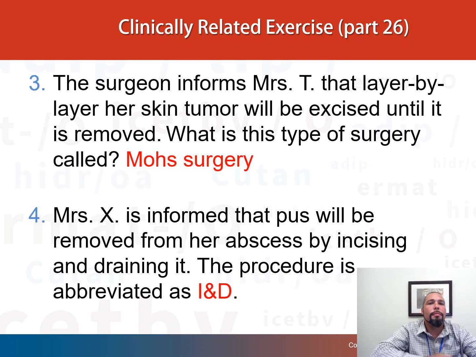The surgeon informs Miss T that layer by layer of her skin tumor will be excised until it is removed. What is this type of surgery? That's a Mohs surgery. Miss X is informed that pus will be removed from her abscesses by incising and draining it. The procedure is abbreviated as I&D.